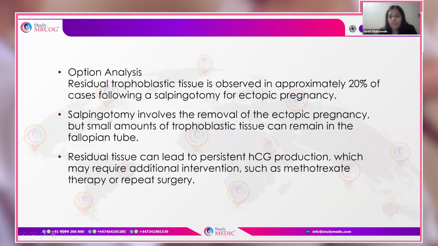What does salpingotomy involve? It involves the removal of the ectopic by making a cut on the tube and removing the contents, and then either leaving behind or suturing back depending on the condition. But in this procedure, there is a risk of small amount of trophoblastic tissue remaining in the fallopian tube. So this residual tissue might sometimes lead to persistent HCG production, which then requires additional intervention, either in the form of medical intervention or repeat surgery. So this is the risk which is higher with salpingotomy as compared with salpingectomy. With salpingectomy, it's very rare.